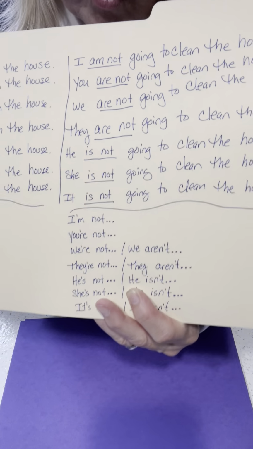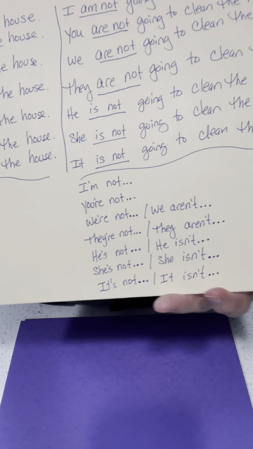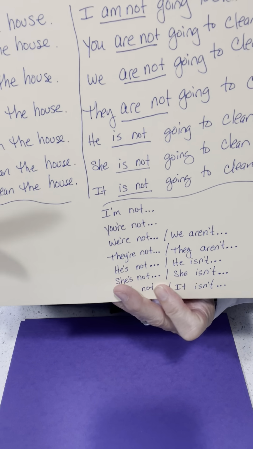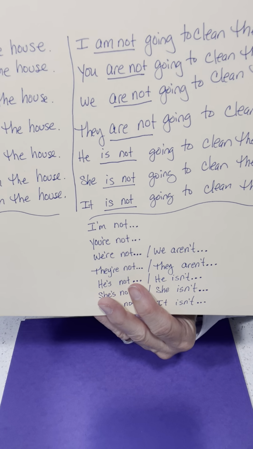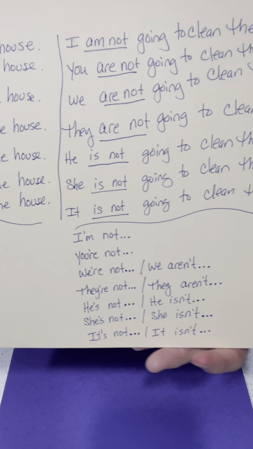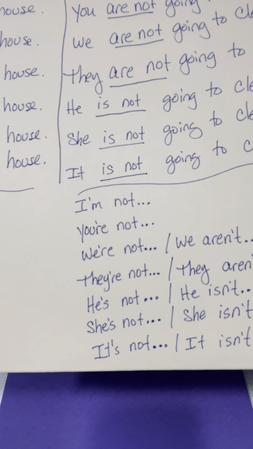Now, you can also contract these, but if we look a little closer, well, let's take this step by step here. So to contract, I am not going to clean the house would simply be, I'm not going to clean the house.